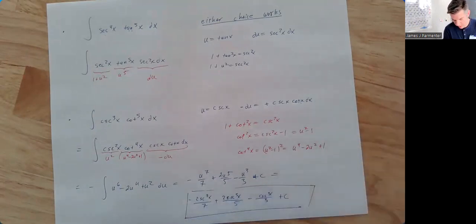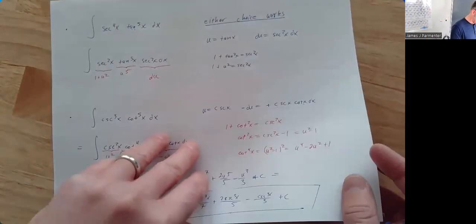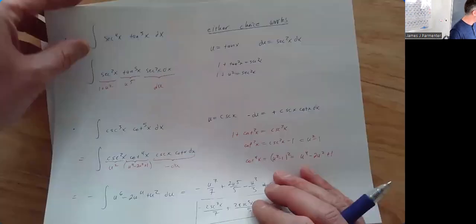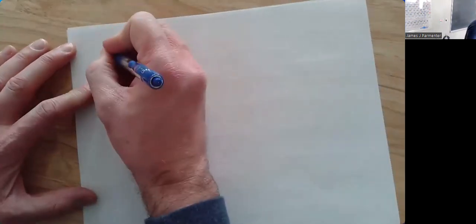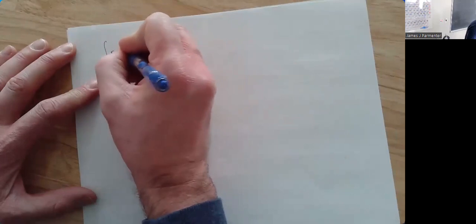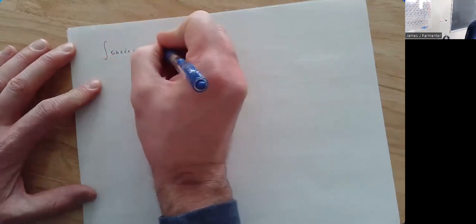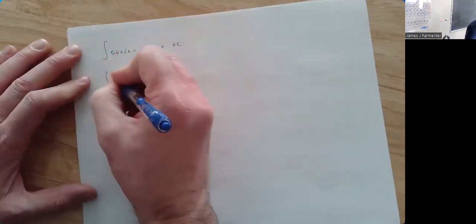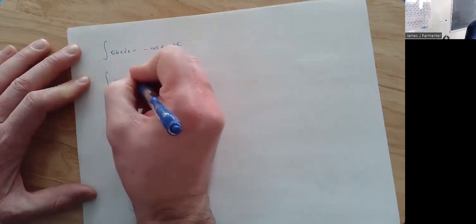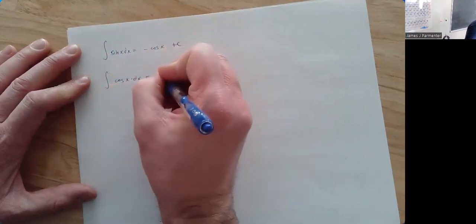Cool. So I've neglected to talk about maybe some of the most important trig integrals that we need to know, like just the straight up basic regular trig functions. We know two of them for sure. You all know that the integral of sine of x is negative cosine of x, and that the integral of cosine of x is positive sine of x.